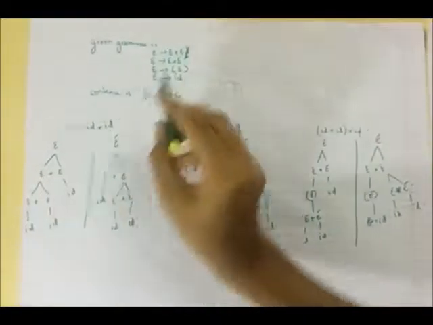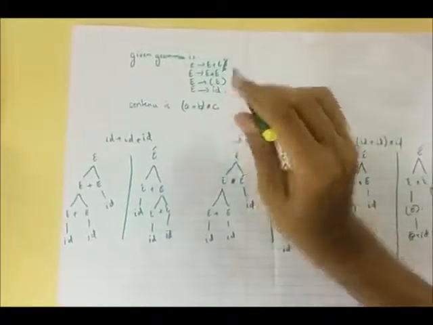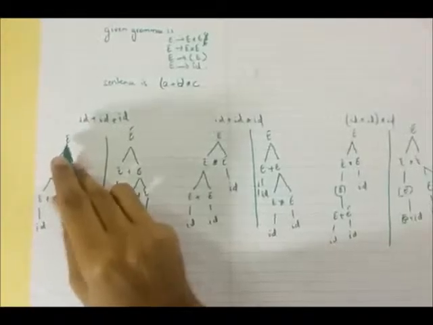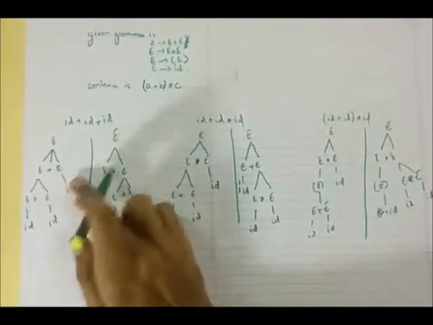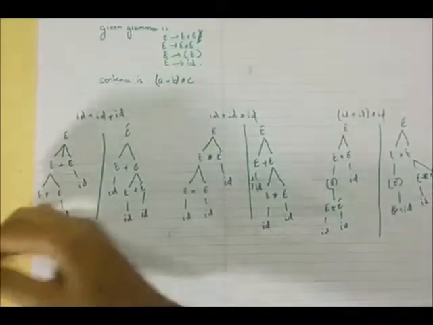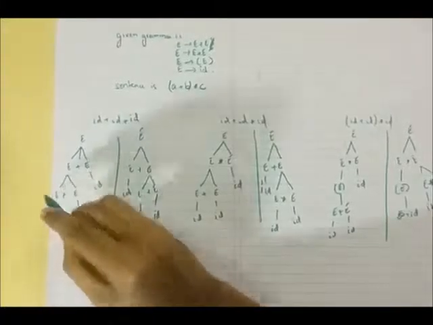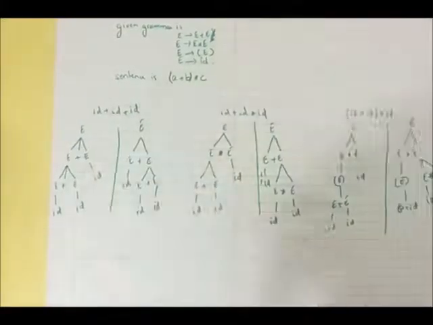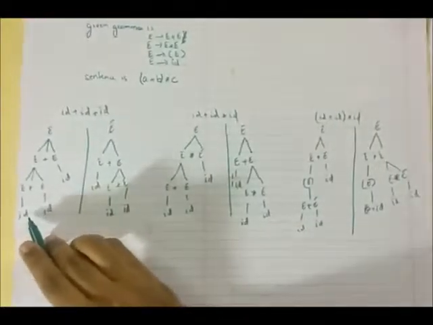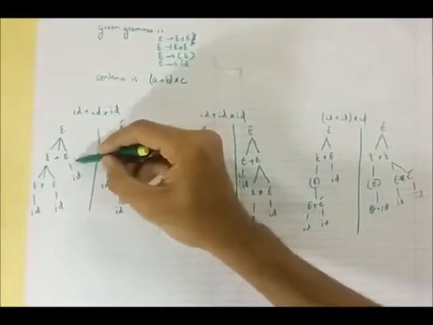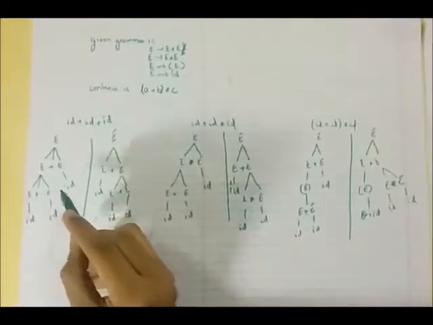we'll start with E and we'll apply any one of the transformations. Let us say we apply E plus E. Now we can alter both these E's, but we'll start from the left side. Since we need to get plus here, we'll apply the same recursion again and we'll get E plus E again. Since these have to turn into ids, we'll apply this transformation and convert this to id as well. So here we see our sentence is id plus id plus id.